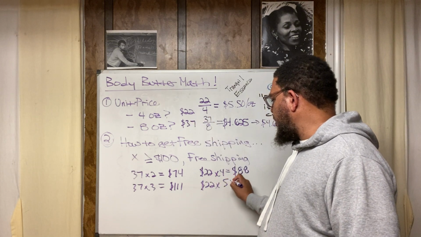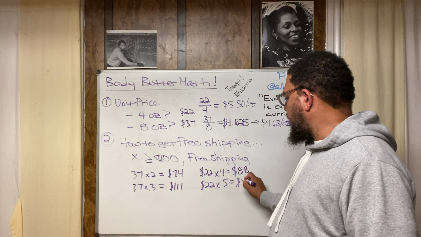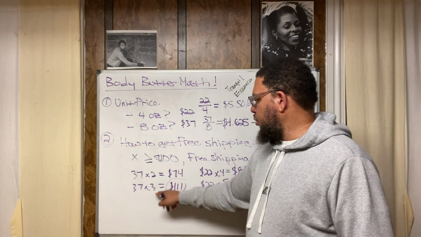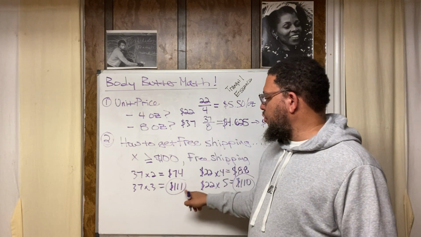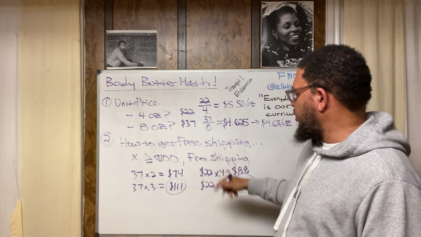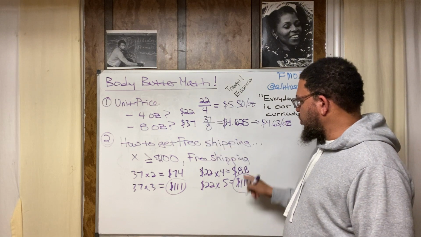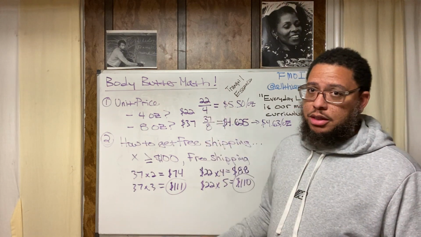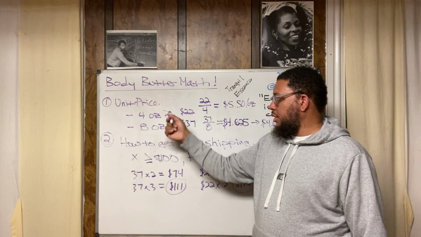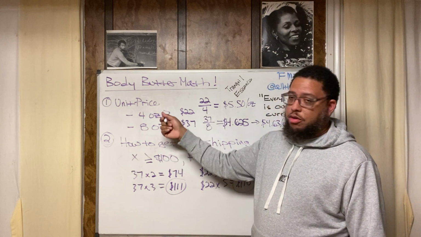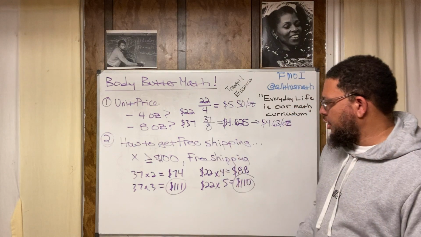$22 times five, that's $110. So three of the 8 ounce containers will put you over $100, so you get the free shipping. Five of the 4 ounce containers put you over $100, so you get the free shipping. But of course, you can mix and match. You could buy a few of the 4 ounce containers and a couple of the 8 ounce containers, or one of the 8 ounce containers and a few of the 4 ounce containers. There are a lot of different things you can do.